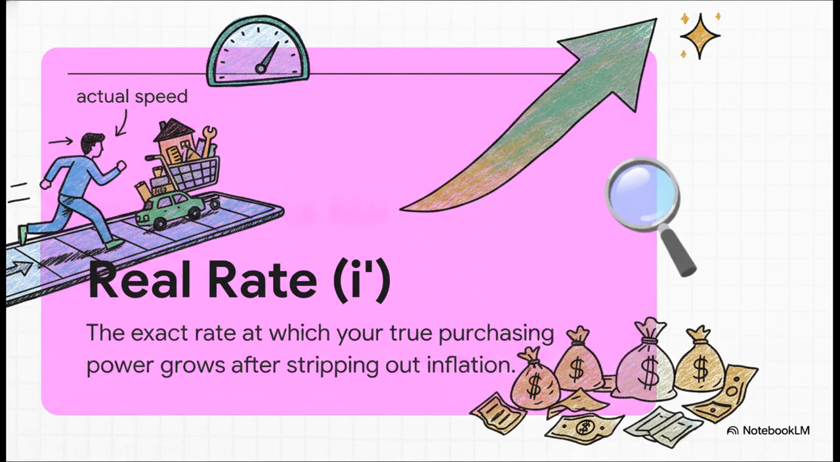And third, the all-important real rate of interest. We call this i prime. This is the exact rate at which your true purchasing power grows. It's your actual speed relative to that moving walkway, not just the ground. Forget the raw number of pounds for a second. This rate tells you how much more actual stuff you can buy next year compared to today. It's the only metric that reveals if you're genuinely getting wealthier.